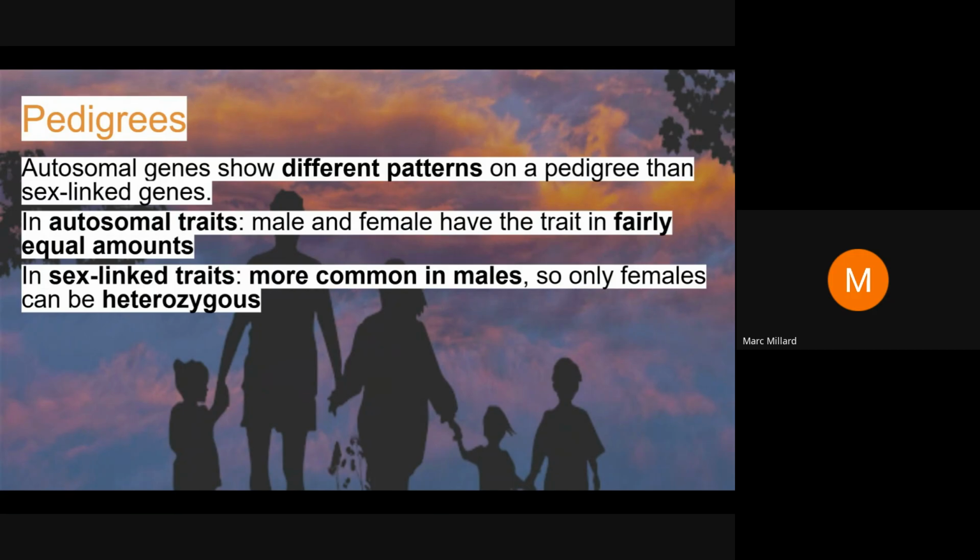Autosomal genes are going to show different patterns on a pedigree than sex-linked genes. In autosomal traits, males and females have the trait in fairly equal amounts. But in sex-linked traits, it's typically more common in males. So only females are usually heterozygous. They're usually just carriers. Females can have the trait in sex-linked inheritance, but it's very rare, much rarer. We'll see examples in a bit.